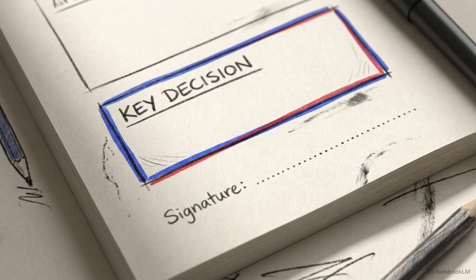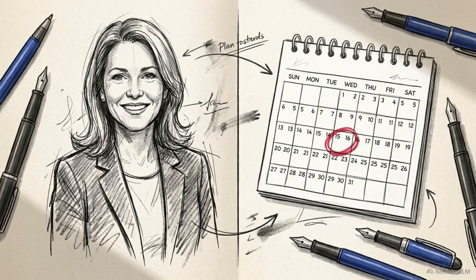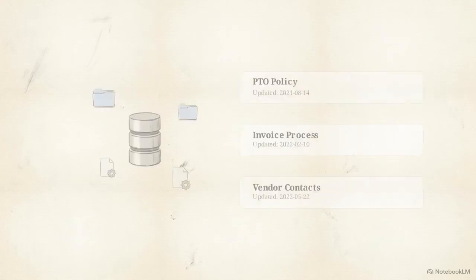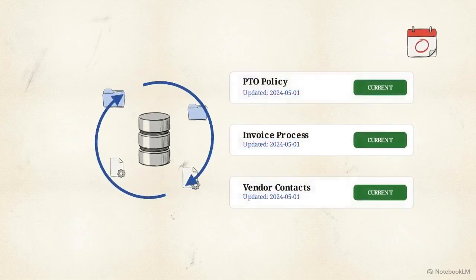Drop down to the bottom of the page. Physically sign and date the key decision box to lock in these choices. Assigning a single owner and a strict calendar cadence is the only reliable way to keep your knowledge base from rotting and becoming dangerously obsolete.